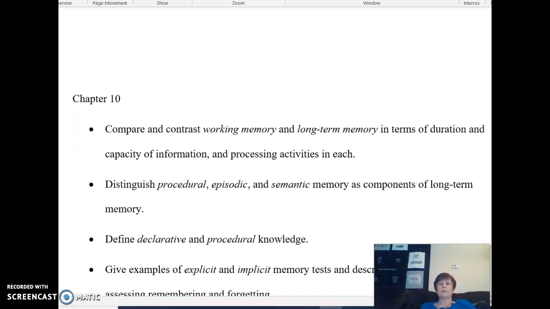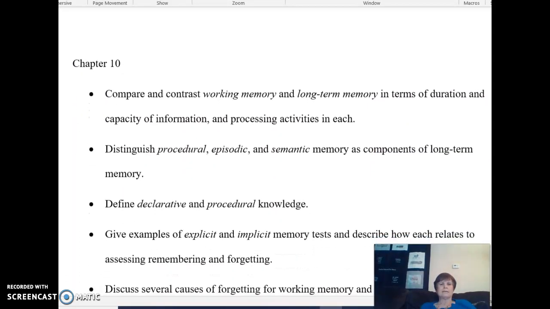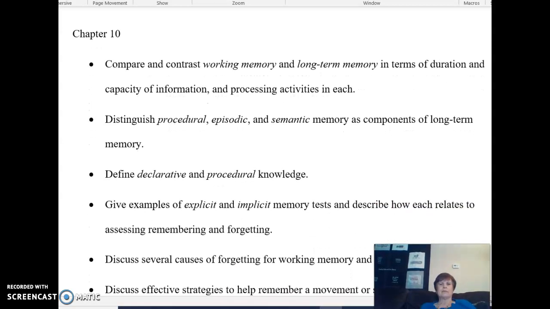And chapter 10 was the chapter on memory. And if you remember that lecture, we actually were in the science building. It was when we were moved over to the science building for a day.